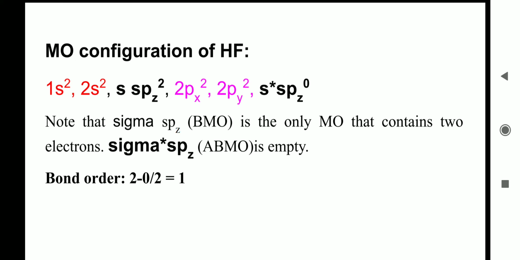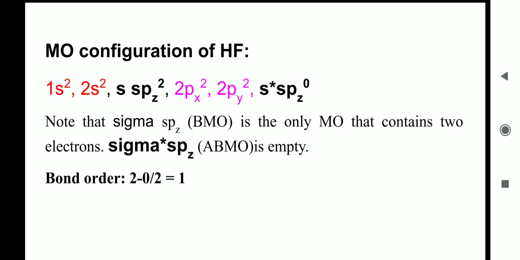So while writing the molecular orbital configuration of HF, even if we write only sigma s-pz2, it is correct, because the rest of the orbitals are either atomic orbitals, lone pair orbitals, or the vacant anti-bonding molecular orbital. But writing it in the manner shown in the slide gives the correct and real picture. Now let us calculate the bond order.